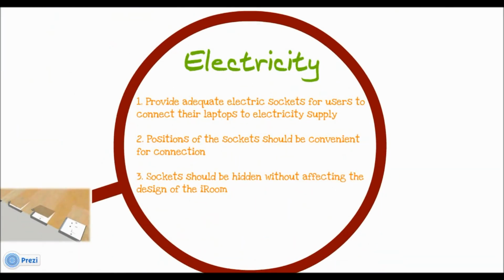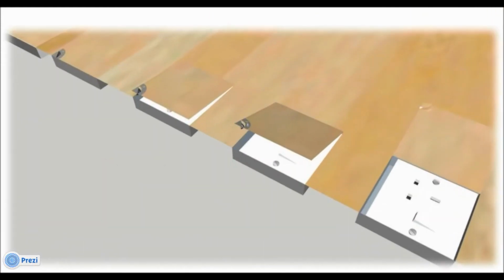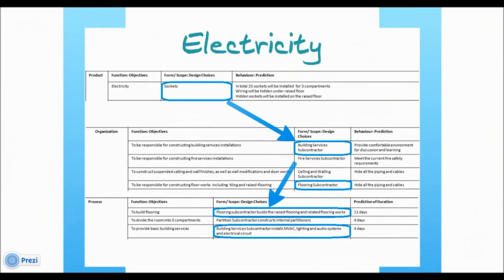In terms of electricity, adequate electric sockets will be provided for users to connect their laptops to electricity supply. Positions of the sockets should be convenient for connection but hidden so as not to affect the design of the iRoom. Therefore, sockets are hidden in the raised floor. Referring to the POP model, a building services subcontractor and a flooring subcontractor are responsible for installing the sockets cooperatively.